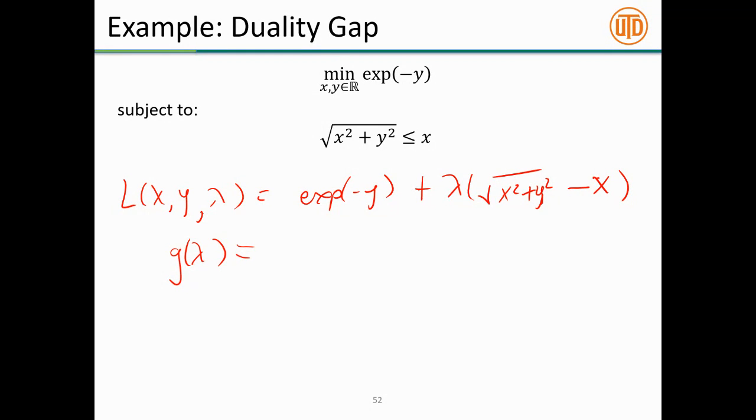If lambda is equal to 0, then the second term disappears. So we just have to take the infimum of e to the minus y over all y. I agree that as y goes to positive infinity, this thing goes to 0. So let's do that. So it's 0 if lambda equals 0. Okay. What about if lambda is greater than 0?